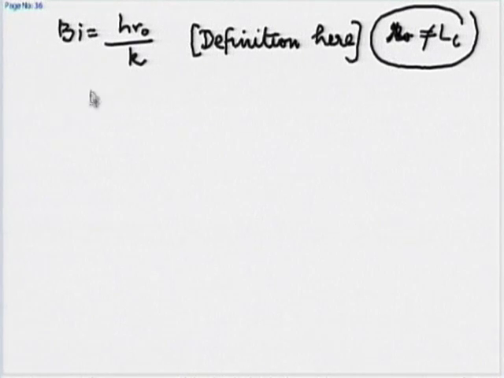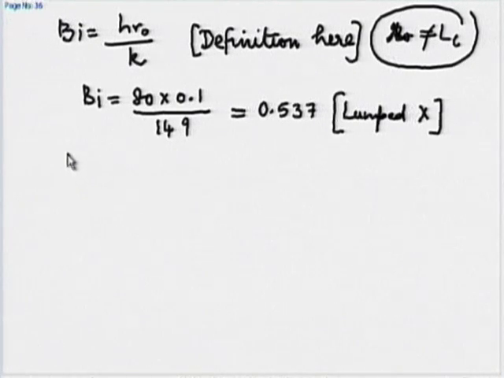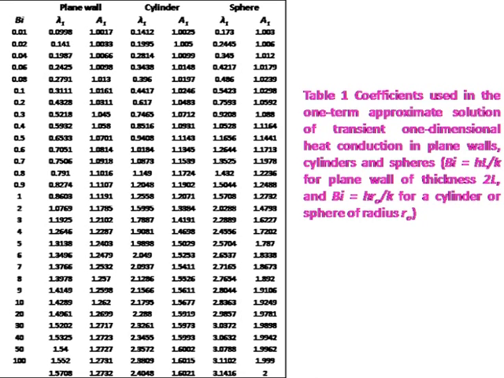Okay. So, Biot number equal to h is 80, r naught is 0.1, k is 14.9. So, that is Biot number equal to 0.537. Okay. So, now let us go to the chart. So, the point is Biot number is not 0.5, it is 0.537, it is very much larger than 0.1. So, lumped is not going to hold water anymore. So, we have to go to the document and get A1 and lambda 1.